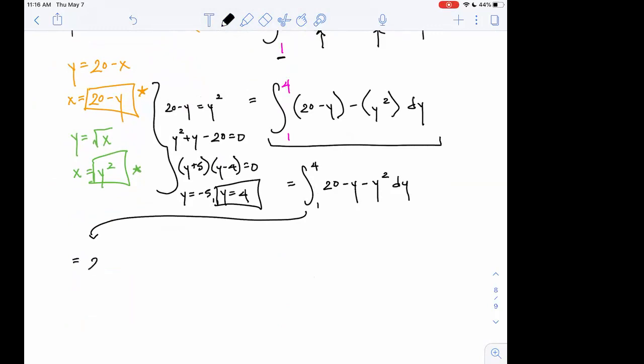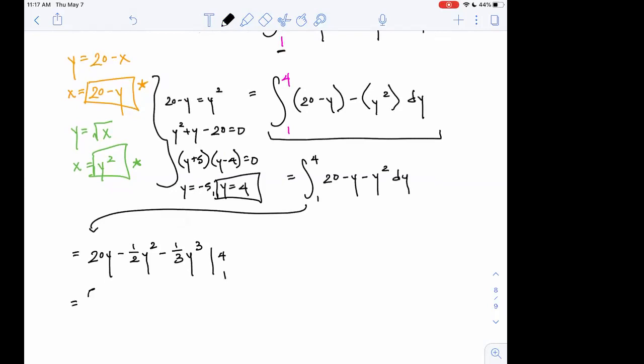So integral of 20 is 20y. Integral of y is 1/2 y squared. Integral of y squared is 1/3 y cubed. And I'm going to plug in 4 and I'm going to plug in 1. So this is going to give me 20 times 4 minus 1/2 times 4 squared minus 1/3 times 4 cubed minus 20 times 1 minus 1/2 times 1 squared minus 1/3 times 1 cubed.